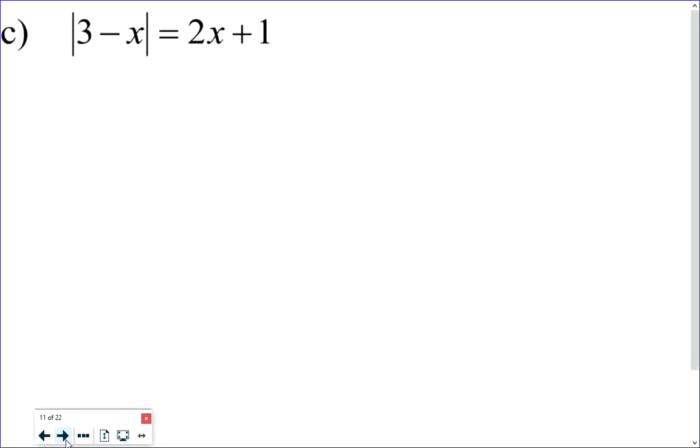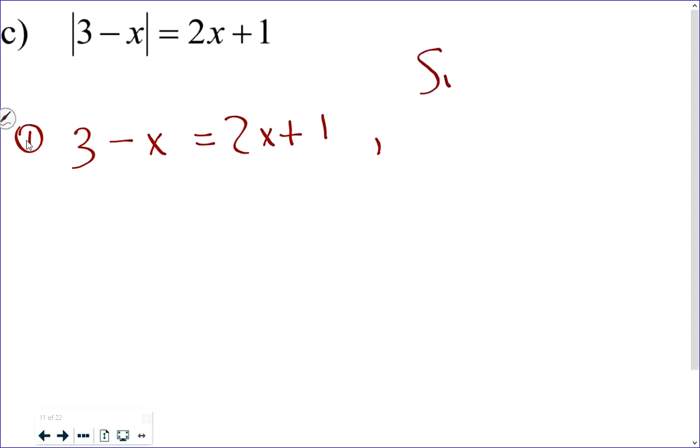Number 3. So let's do this with subdomains. And this is an important one to do with subdomains. One of our equations will simply be 3 minus x equals 2x plus 1. And then we're going to write our subdomain. So this is what I refer to over here as the subdomains. And then our second equation, I'm going to leave room for us to solve the first equation.